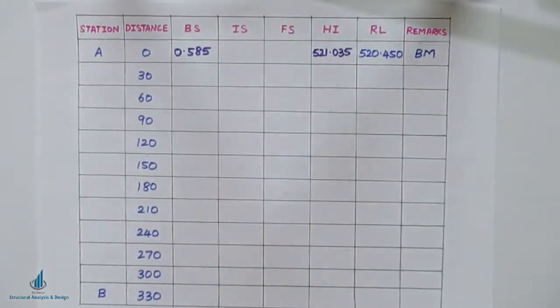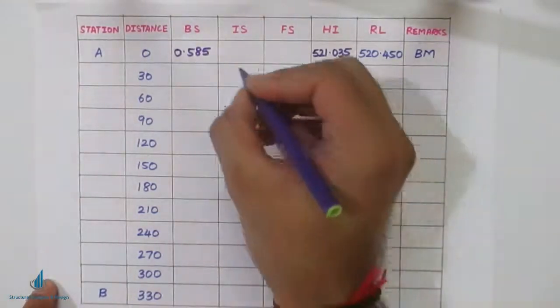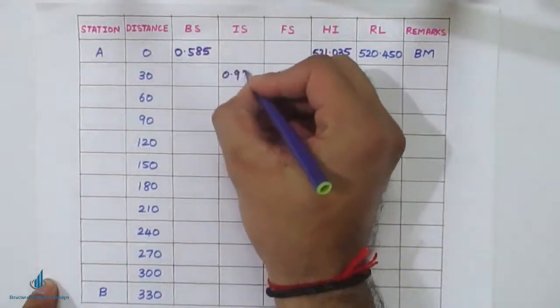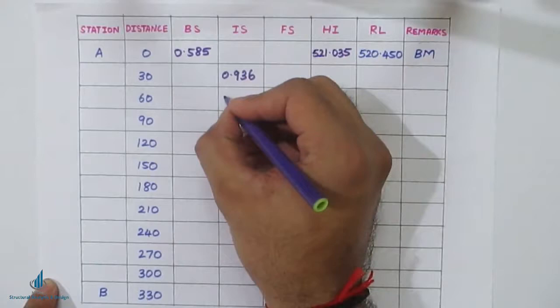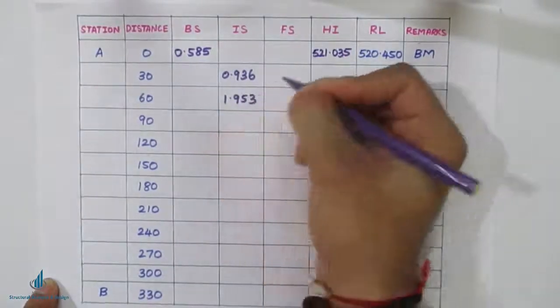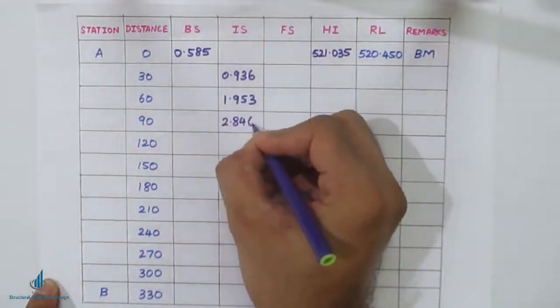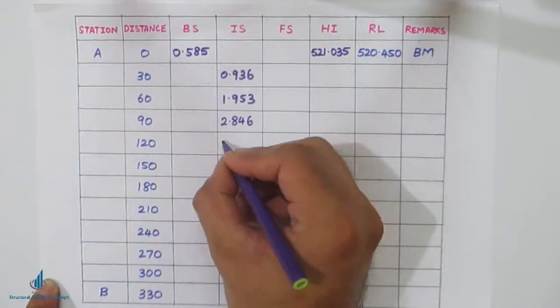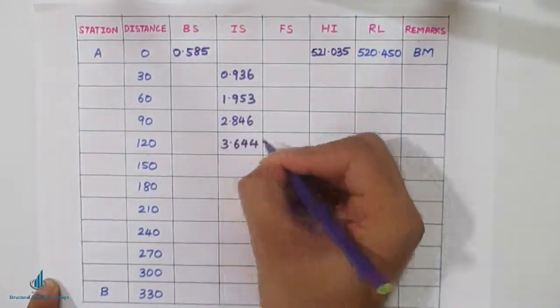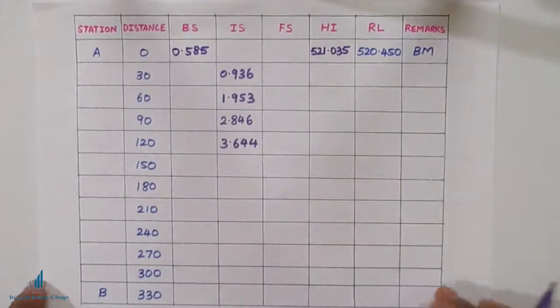Next, you are not changing any instrument position. So whatever readings you are getting till 3.644, you have to write down in the IS column, one by one: 0.936, 1.953, next is 2.846, next is 3.644. Okay, till here there is no problem in entering this field book.